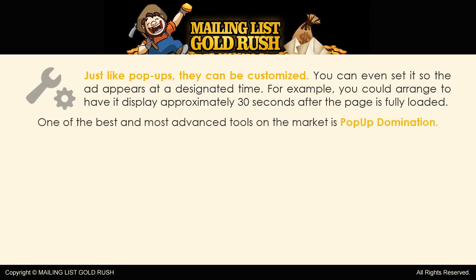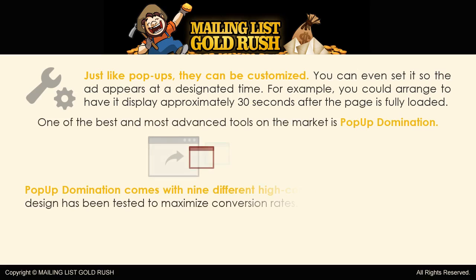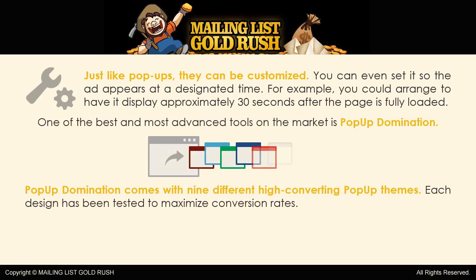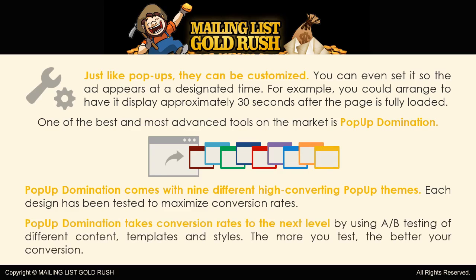One of the best and most advanced tools on the market is Pop-Up Domination. Pop-Up Domination comes with 9 different high-converting pop-up themes. Each design has been tested to maximize conversion rates. Pop-Up Domination takes conversion rates to the next level by using A/B testing of different content, templates, and styles. The more you test, the better your conversion.